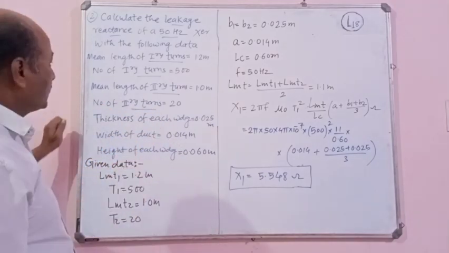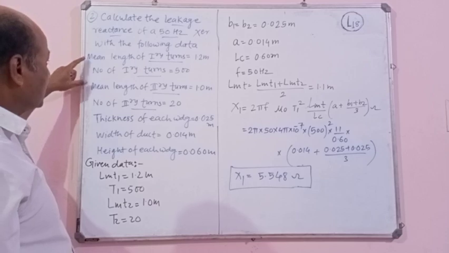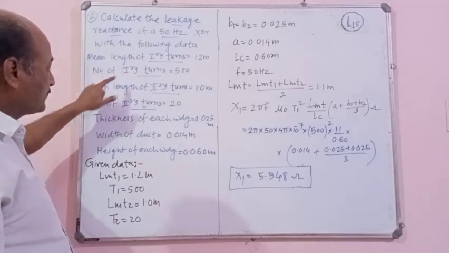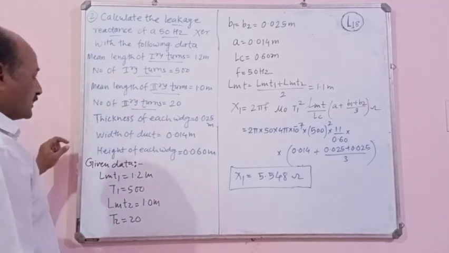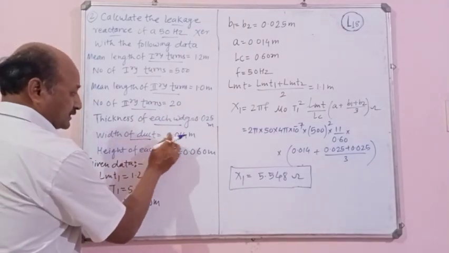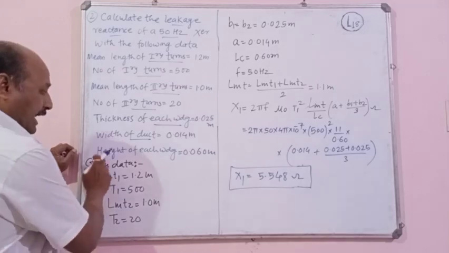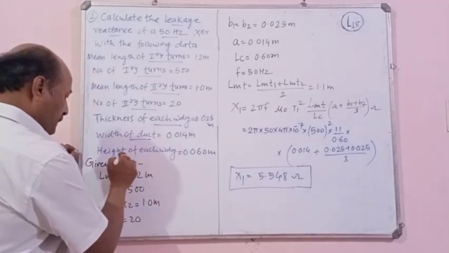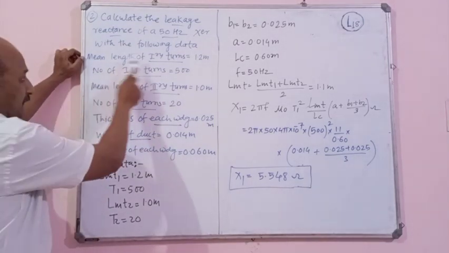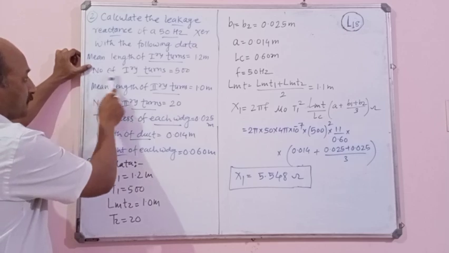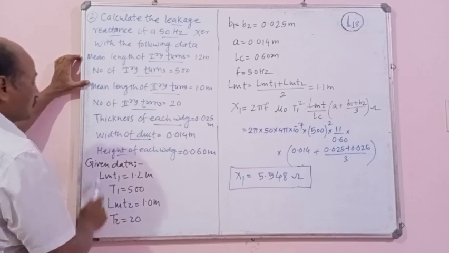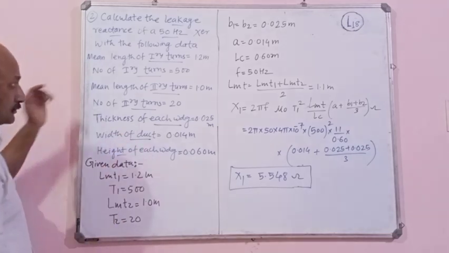In the previous numerical, directly the mean length was given, but here the mean length of the primary and the mean length of the secondary are given. The number of turns of the primary as well as of the secondary are given. Thickness of each winding equals 0.025 meter, width of duct equals 0.014 meter, height of each winding equals 0.06 meter. So what does it mean? Mean length of the primary winding means LMT1, number of turns of the primary, that is T1, mean length of the secondary turn, that is LMT2, number of turns of the secondary, that is T2.